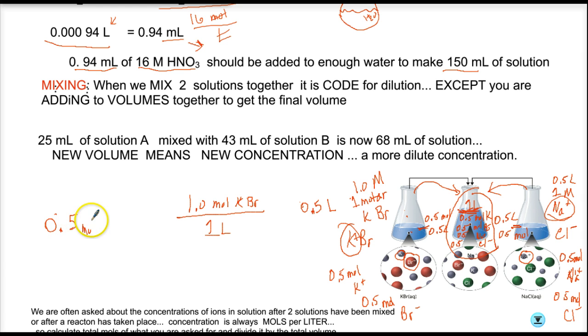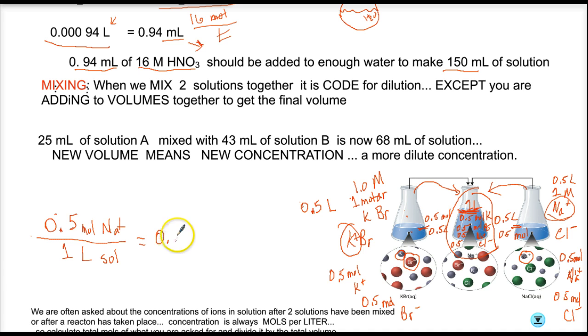I have 1 mole of sodium ions sitting in 1 liter of my solution. So what is that concentration now? What is the concentration of the sodium ion? Well, it's 0.5 moles per liter.